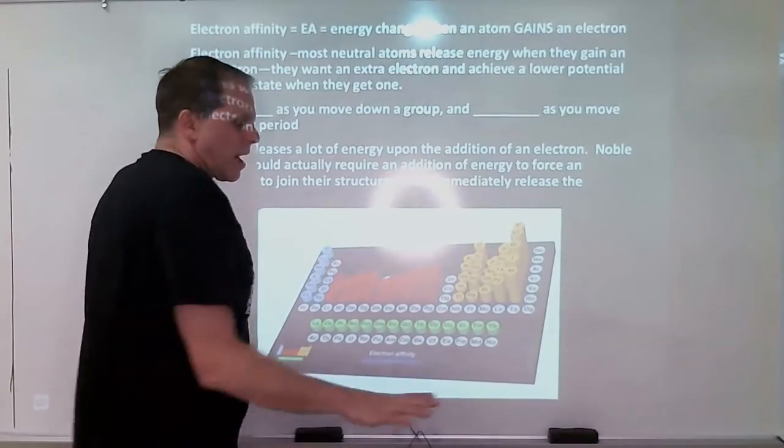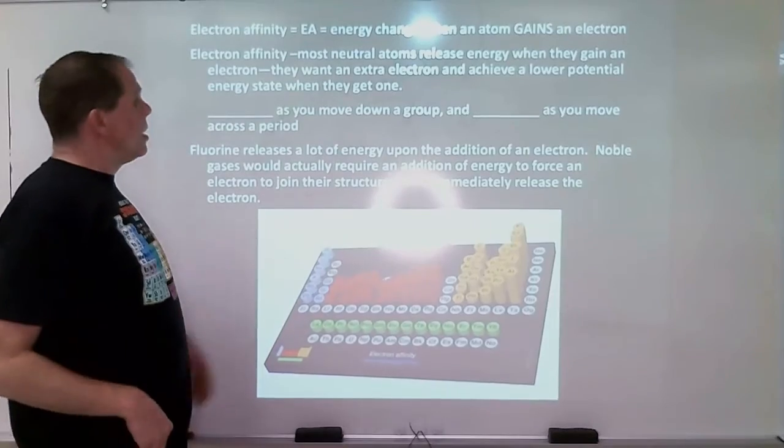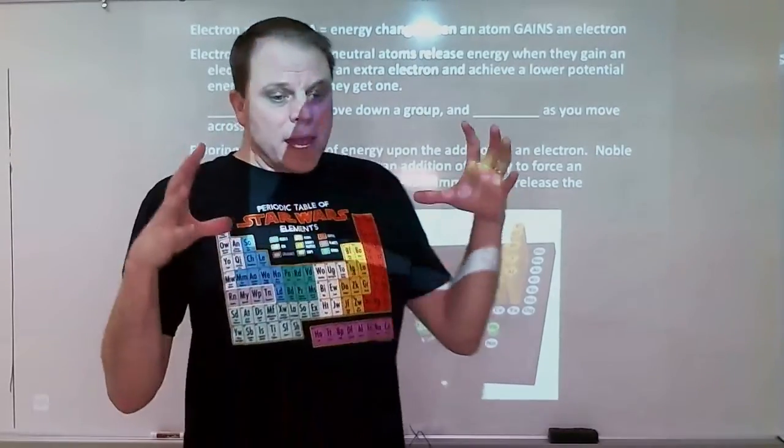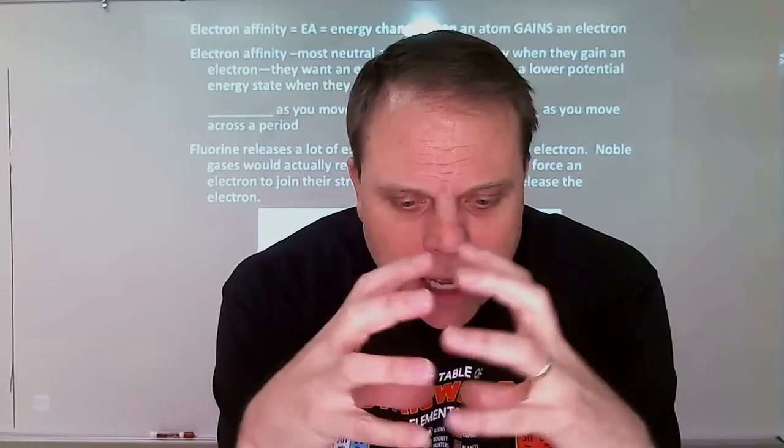If I can force you to have an electron, what kind of energy change do you have? Well, for the most part, most neutral atoms are going to release energy. Why? Because they get to a more stable state. So if I'm fluorine, I want an extra electron. It's going to help me get my full octet, my full valence shell of 8 electrons. And so when I get that extra electron, I actually get a little bit smaller even, and I have a more stable state.